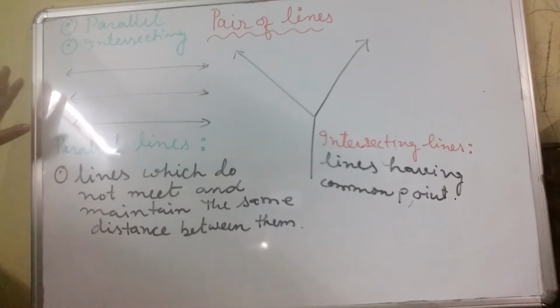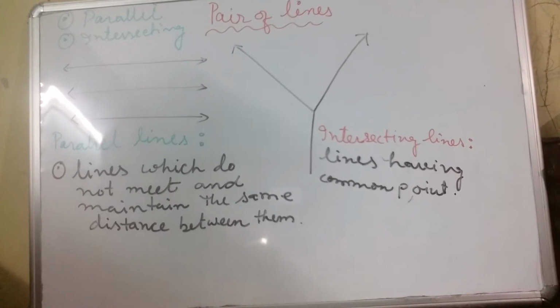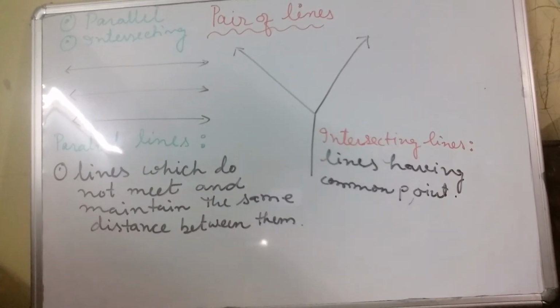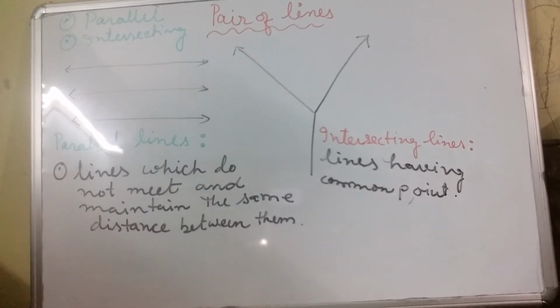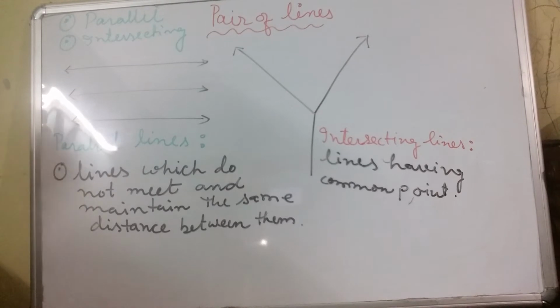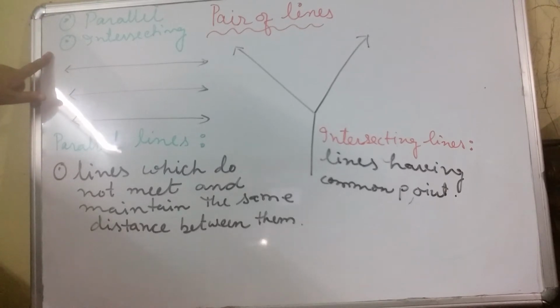We have discussed pair of angles. Now we will discuss pair of lines. We are not talking about lines, it is rather we are talking about pair of lines. Two main types of pair of lines are parallel lines and intersecting lines.